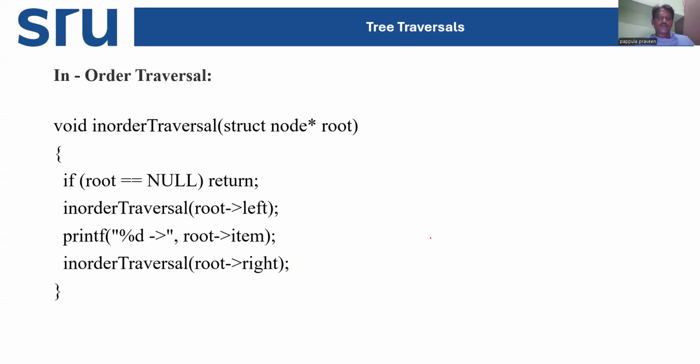And next, this is the code for in order. If root equal to null, no elements, so you can return. Then inorder traversal of root left, printf root data, and inorder traversal of root right. Okay, simple. You remember, root left, we move to the left child, then we print the root, then we go to the root right.